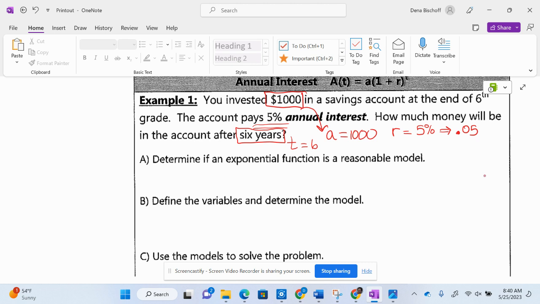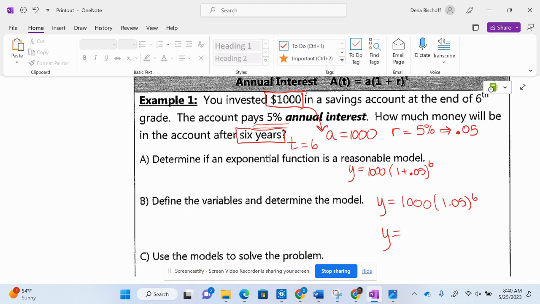So let's look. Y equals 1,000. That's our A value, times 1 plus our percent growth, which is 0.05. And for how many years? 6 years. So I'm going to simplify this. Well, that means that Y equals 1,000 times 1.05 to the power of 6. I'm going to put that into my calculator and see how much money I have.